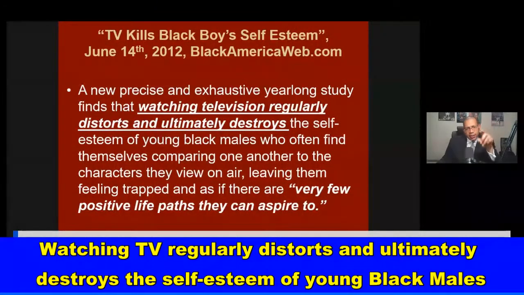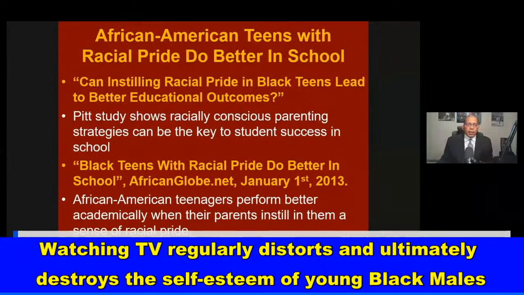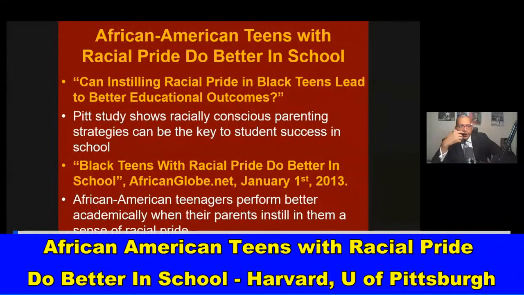So there are numerous outlets that ran this story. This particular one comes from blackamericaweb.com, July 14, 2012. So then we have this study right here. This is a joint study by the University of Pittsburgh and Harvard University. It deals with how African-American teens with racial pride do better in school. And University of Pittsburgh has an article, Can Instilling Racial Pride in Black Teens Lead to Better Educational Outcomes? Pitt University study shows racially conscious parenting strategies can be the key to student success in school.